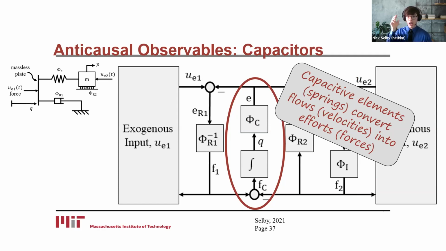Another way you can look at this is by thinking about what is actually computable. If the causal path were reversed, then the integral block would turn into a derivative block, which, like we talked about earlier, would require knowledge of future values of the input, and that would be anti-causal.